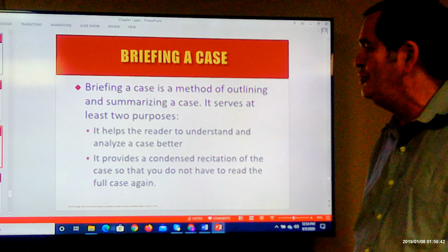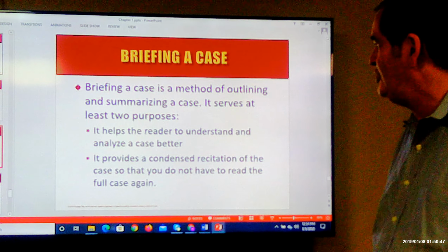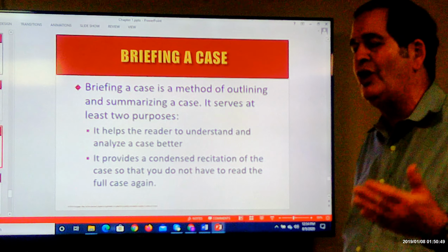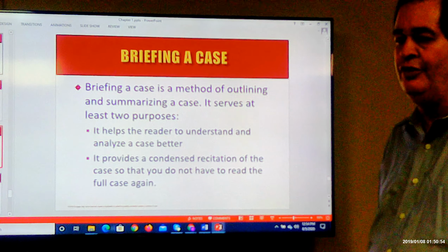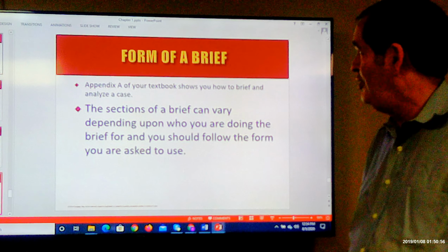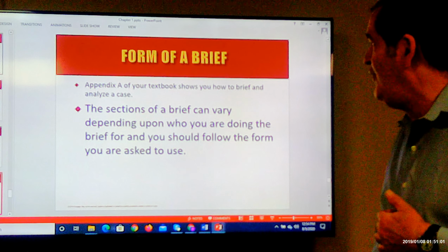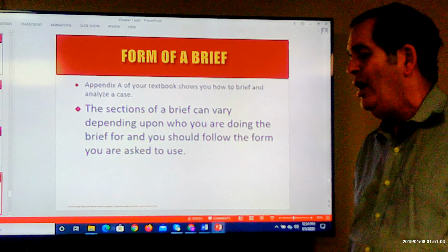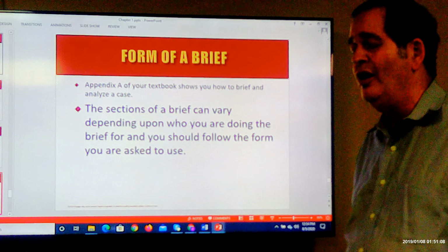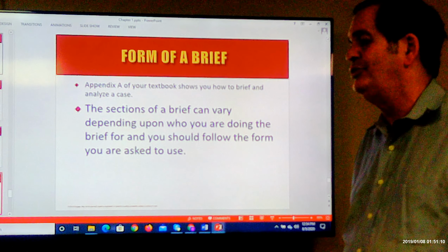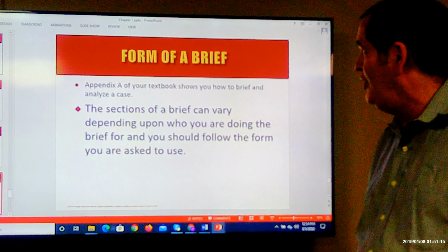It helps the reader to understand and analyze the case better, and it provides a condensed recitation of the case so that you don't have to read the full case over again. And remember, a case could be a page or it could be 100 pages. Okay, so Appendix A has an example of a brief and the parts of a brief. The parts of a brief can vary depending on who you're briefing the case for and what they want. So there is some variance there in terms of the sections of the brief.